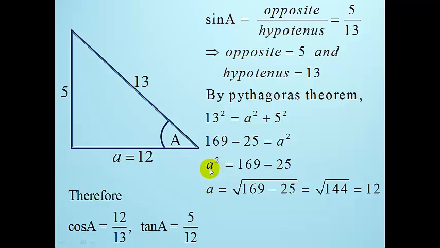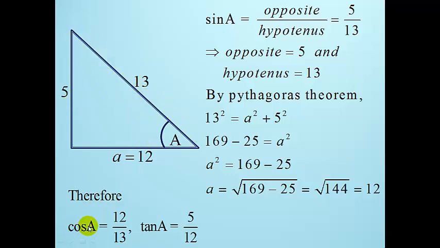That is, when we take the square root of a square, we are left with a. And when we take the square root of 169 minus 25, when you subtract 25 from 169, the answer is 144. So the square root of 144 is equal to 12. Now we know that the adjacent is 12, the opposite to the angle A is 5, and the hypotenuse is equal to 13.